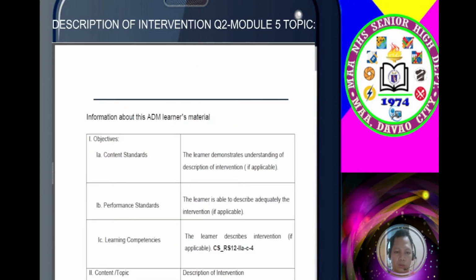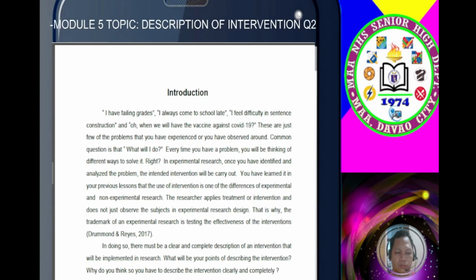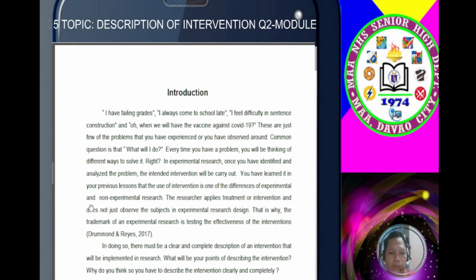In this module, we have the following competency: the learner describes intervention if applicable. So we have here: I have failing grades, I always come to school late, I feel difficulty in sentence construction, and oh, when will we have the vaccine against COVID-19? These are just a few of the problems that you have experienced or observed around. The common question is, what will I do? Every time you have a problem, you think of different ways to solve it, right?